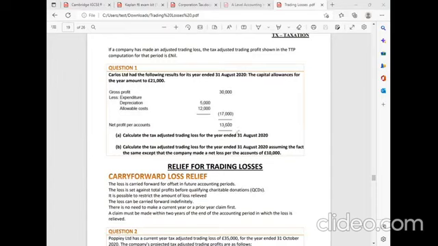So first of all, how will the loss arise? You have a small question, Carlos Limited. Can you read this one, please? Carlos Limited had the following results for its year ended 31st August 2020. Capital allowance for the year amounts to £21,000. Calculate the tax adjusted trading loss for the year ended 31st August 2020.